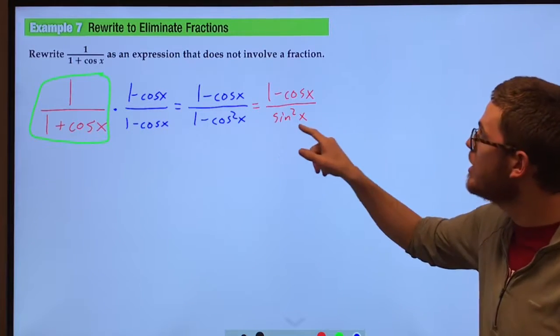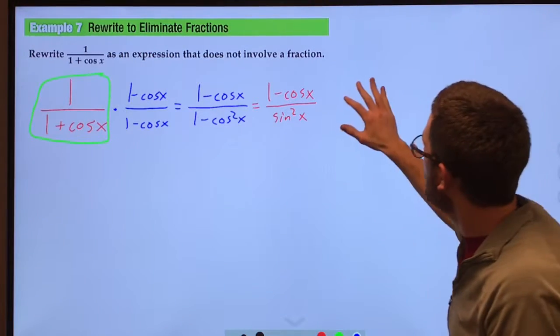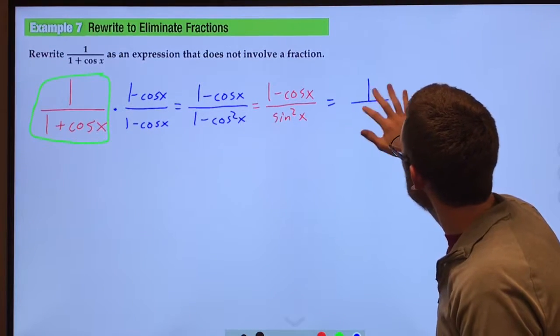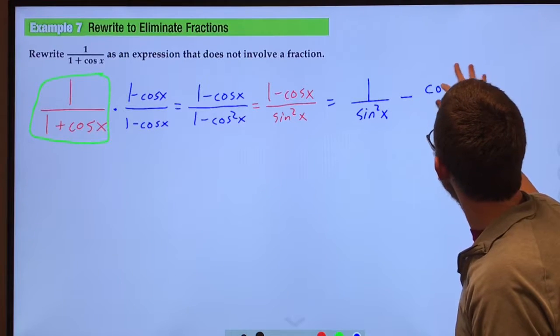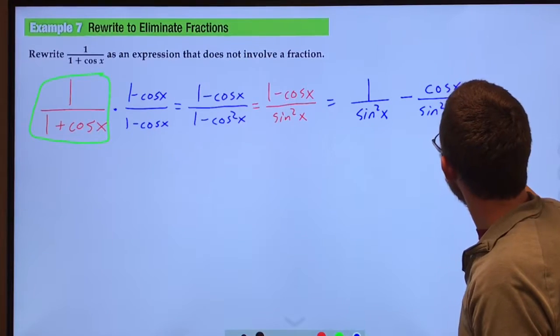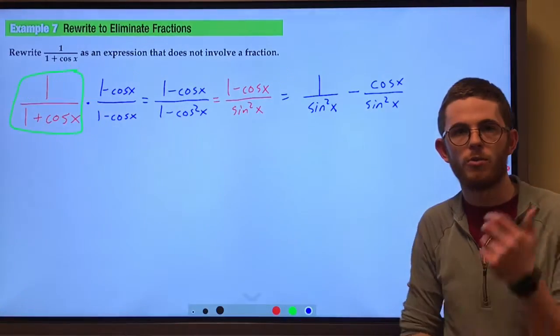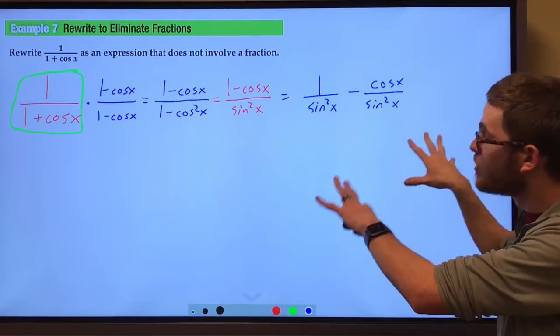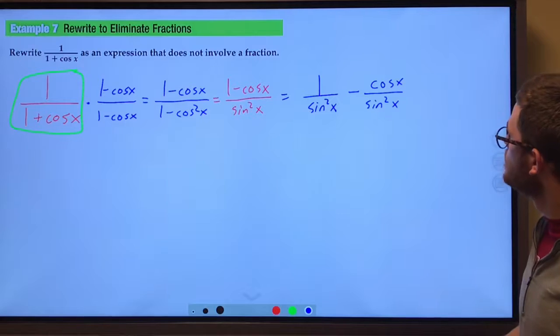Now we have one term in our denominator, so we can break it up. This is equal to 1 over sine squared of x minus cosine of x over sine squared x. We can divide each term of the numerator by the one term of the denominator. Now this is still fractions.